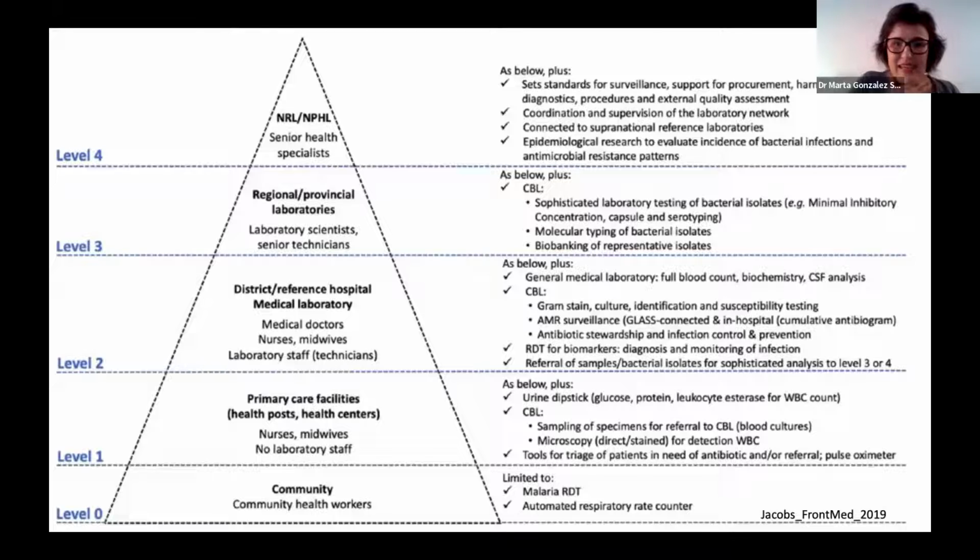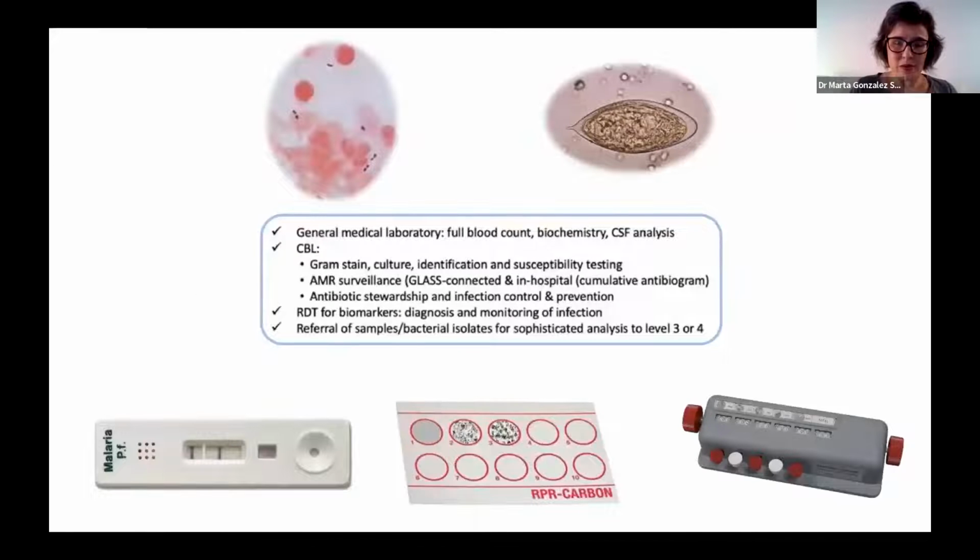And with all these, we can see what we were meant to be doing. And as I told you, we were working in this district hospital, and we would be at level 2. But there are different levels of what can be done or what you should aim for, depending on your type of facility. We're going to focus on the one of our example today. And in this one, to be honest, we should have a general medical laboratory with full blood count, biochemistry, CSF analysis. So if you look at it, yes, we had a manual full blood count.